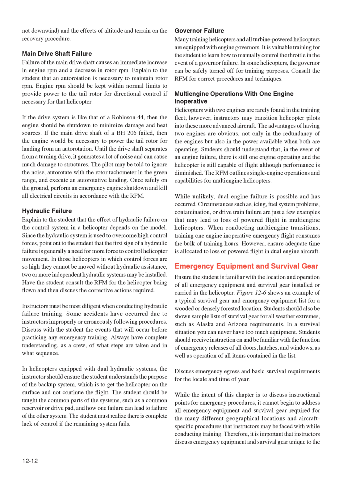Hydraulic failure. Explain to the student that the effect of hydraulic failure on the control system in a helicopter depends on the model. Since the hydraulic system is used to overcome high control forces, point out to the student that the first sign of a hydraulic failure is generally a need for more force to control helicopter movement. In those helicopters in which control forces are so high they cannot be moved without hydraulic assistance, 2 or more independent hydraulic systems may be installed. Have the student consult the RFM for the helicopter being flown and then discuss the corrective actions required.